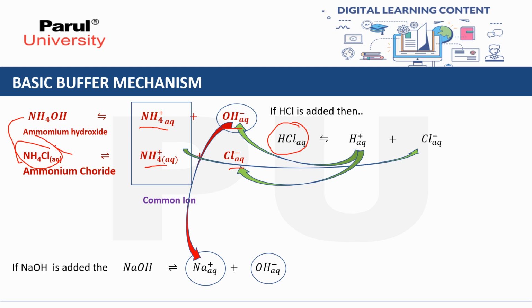Similarly, if we add a base to this basic buffer solution, then the NaOH will also get ionized into Na plus ion and OH minus ion, which ultimately react with NH4 plus and form the weak base only. So the pH remains the same. And again, it can also react with Na plus and Cl minus to form a neutral salt. The hydroxide ion, when combined with the common ion, will form the weak base. So again the pH of the solution remains the same. There is no change in the pH of the solution when we add an acid or a base to a buffer solution.